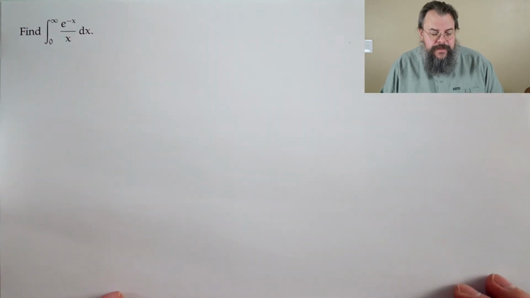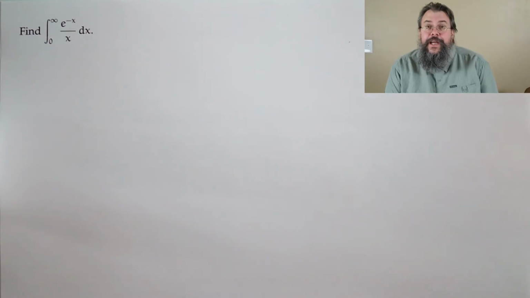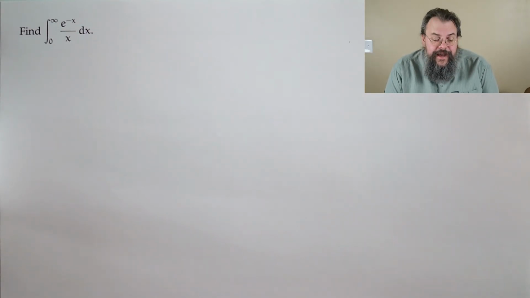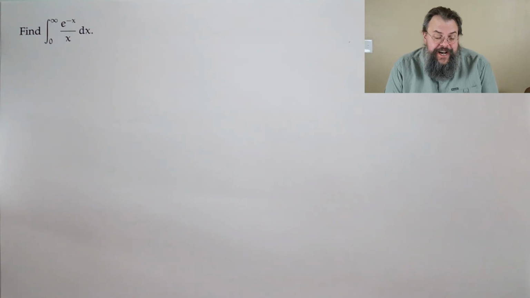Our next one. Find the integral from 0 to infinity of e to the minus x over x dx. Okay, now notice it says find, which means we need to actually somehow get a value. Whew, all right. And now the other thing to notice is this is not looking like a very promising integral. e to the minus x over x. How do we find its antiderivative? I don't know if we can.